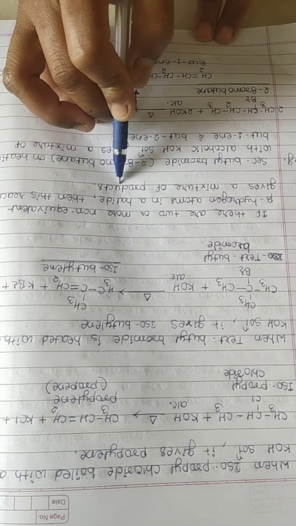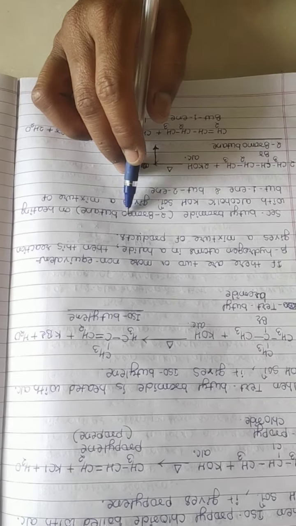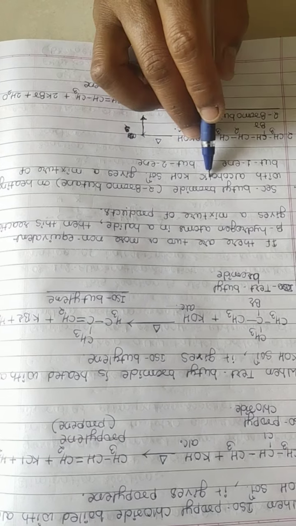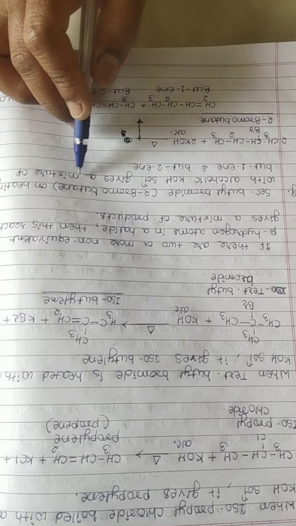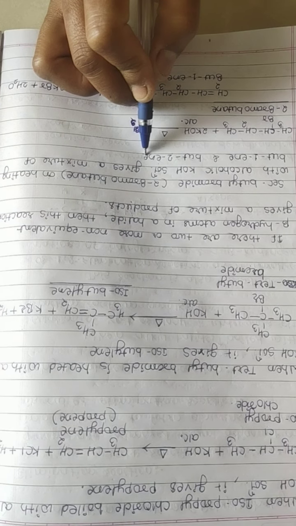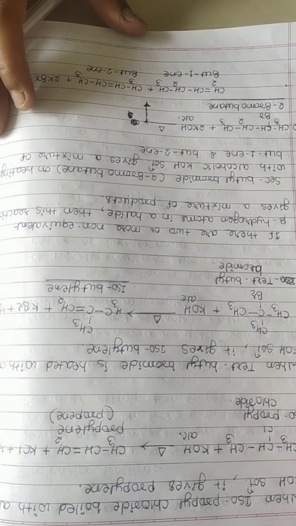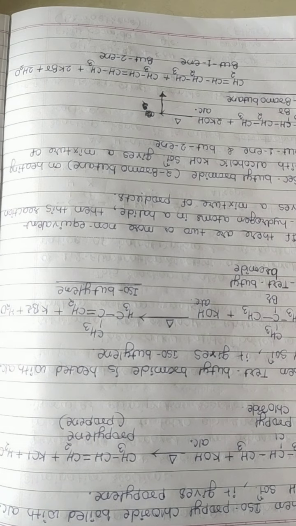If there are two or more non-equivalent beta hydrogen atoms in a halide, then this reaction gives a mixture of products. For example, secondary butyl bromide, that is 2-bromobutane, on heating with alcoholic KOH solution gives a mixture of but-1-ene and but-2-ene. That is, there is formation of a mixture of two products, but-1-ene and but-2-ene.